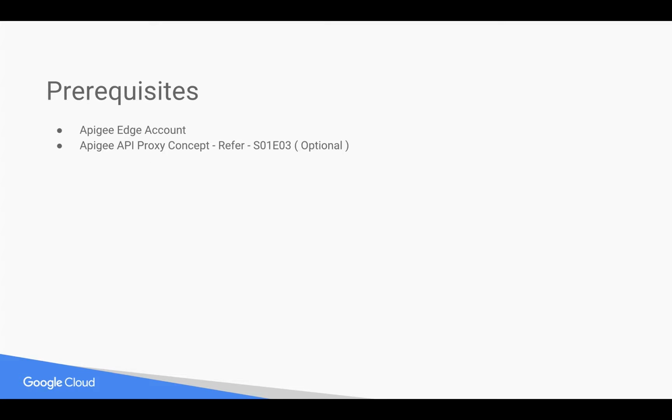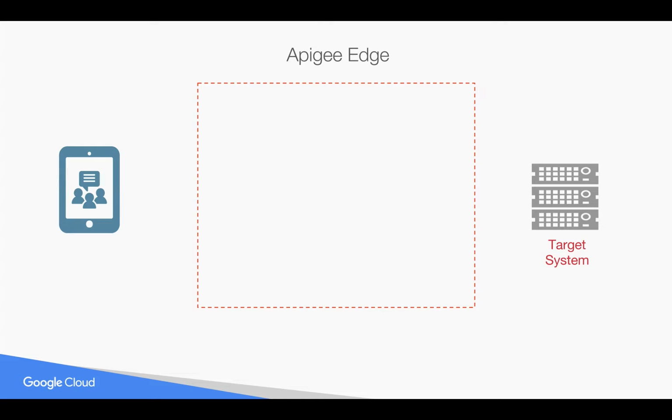Prerequisites for this video, you need Apigee Edge account. You can sign up at apigee.com/edge. You need basic understanding of Apigee API proxy. For that, you can refer earlier 4-minute videos.